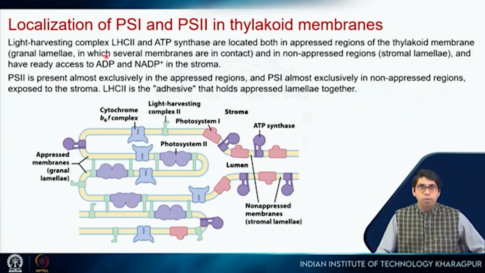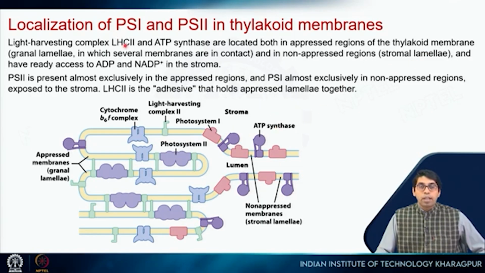The light harvesting complex LHC2 and the ATP synthase are located in both appressed regions of the thylakoid. So what is an appressed region? This is an appressed region where the membranes are sticking together, right? So in this appressed region of the thylakoid membrane, which is also called the granal lamellae, several membranes are in contact with each other, right? And non-appressed regions are this, okay? So this is the stromal lamellae, right?